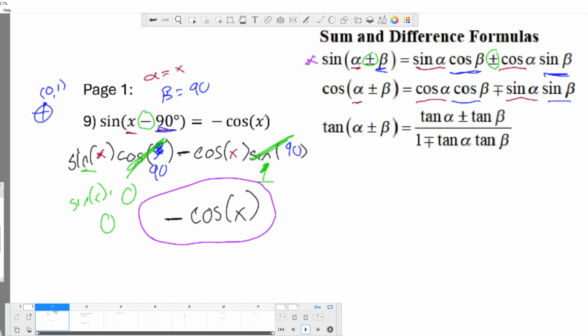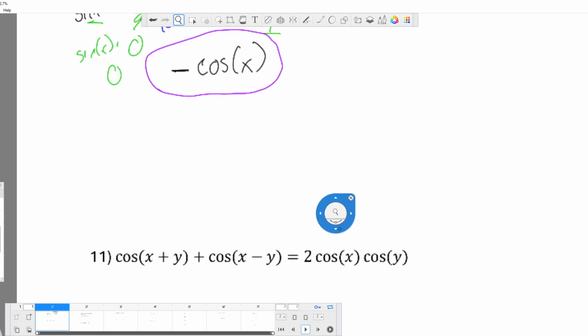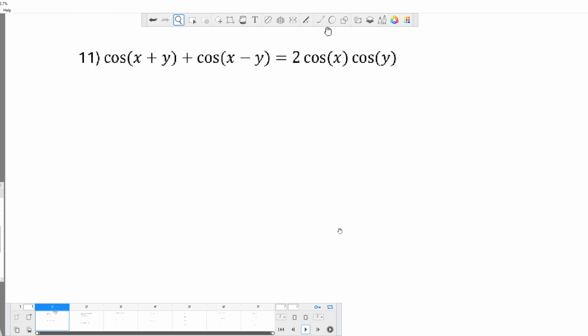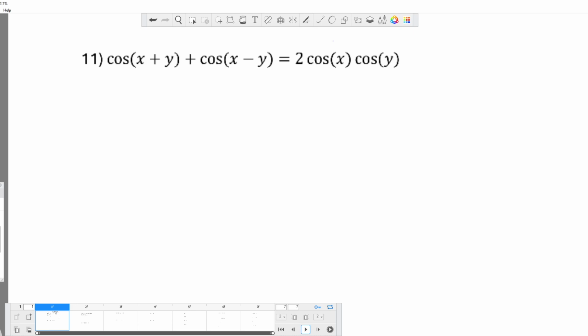All right, let's move on to the next question. This one has two cosines that we're going to have to work through. And I'm going to put the formula there so that I can remember what it is. Again, these are just incredibly formula heavy.